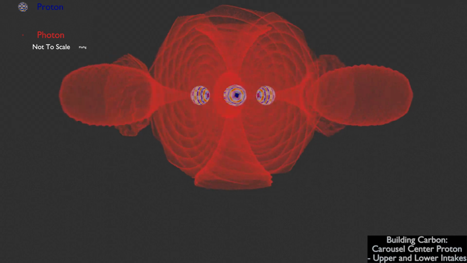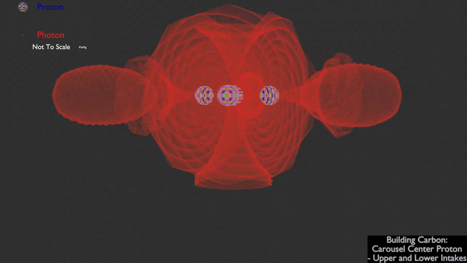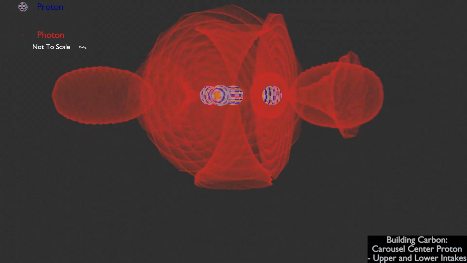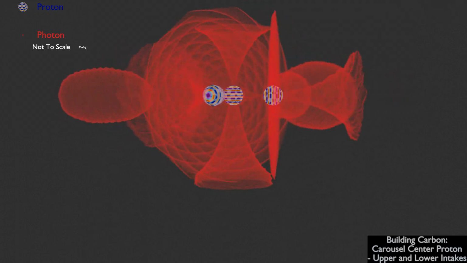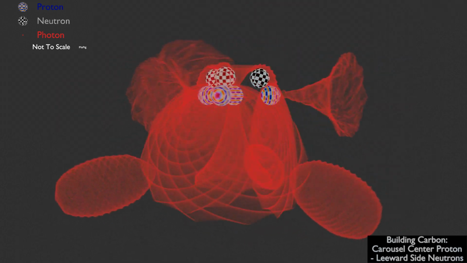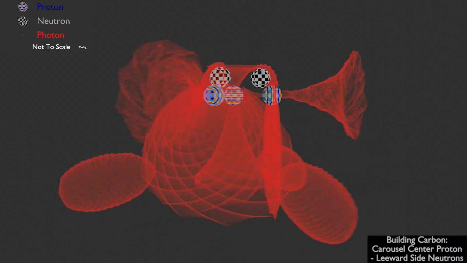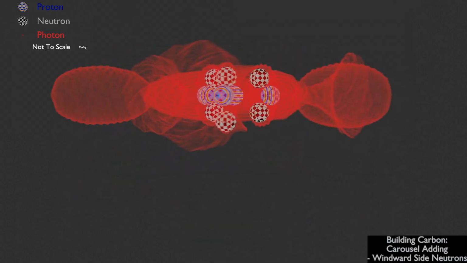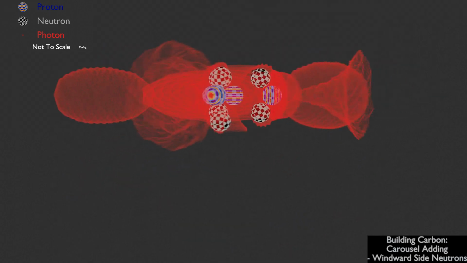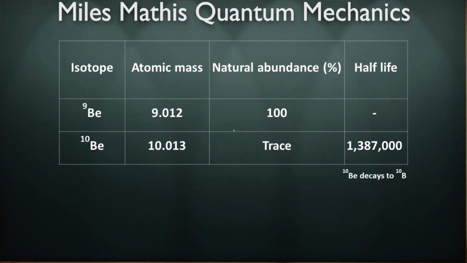In order to stabilize the 3 carousel protons and lock them into place, there needs to be a charge feedback loop. Neutrons need to be placed at the top of the carousel proton equatorial emission and at the bottom of the equatorial emission. The first question that comes to mind is, why isn't this beryllium? It is beryllium-10. But it is radioactive and decays to boron-10.